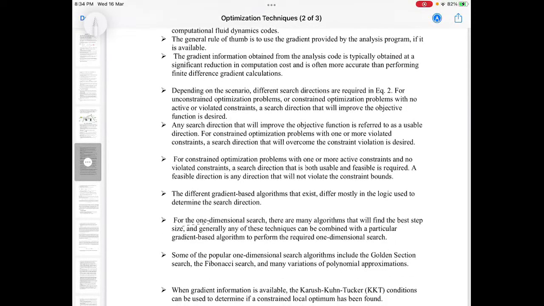For one-dimensional search, there are many algorithms that will find the best step size, and generally any of these techniques can be combined with a particular gradient-based algorithm to perform the required one-dimensional search. So usually we have one-dimensional problems, and in such a one-dimensional search, there are many algorithms that will find the best step size.